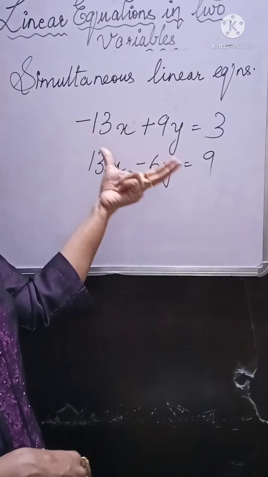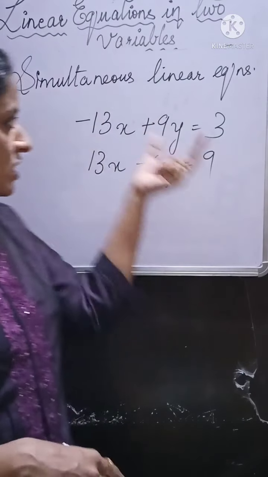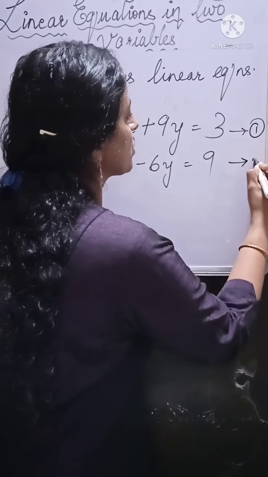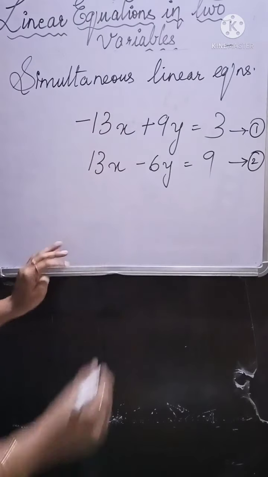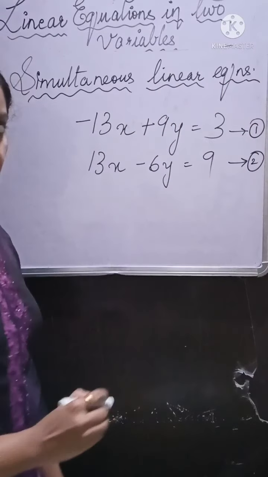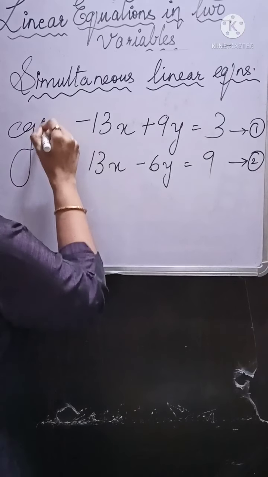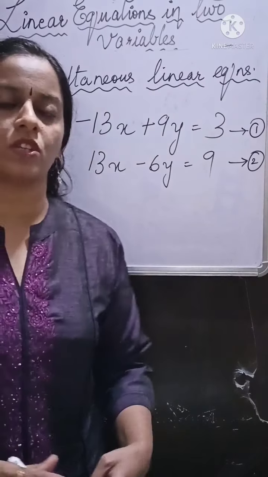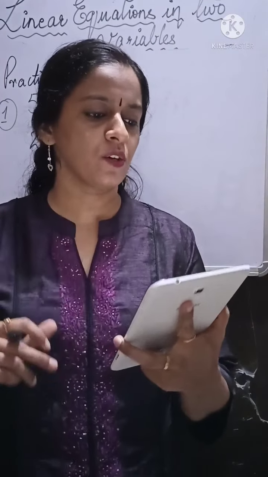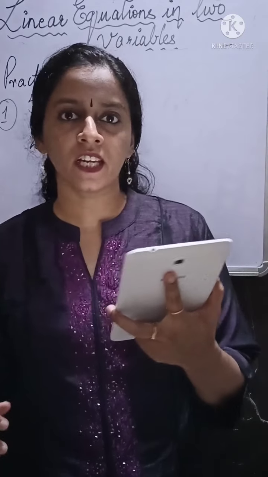Here I gave you an example of simultaneous linear equations. Any two linear equations given together like this. So this is equation number 1 and this is equation number 2. Both these equations are called simultaneous linear equations. So what will you do? You will give the heading and give this example. These are simultaneous linear equations. So I have moved on to practice set 1.1. The question goes this way. Complete the following activity to solve the simultaneous equation.